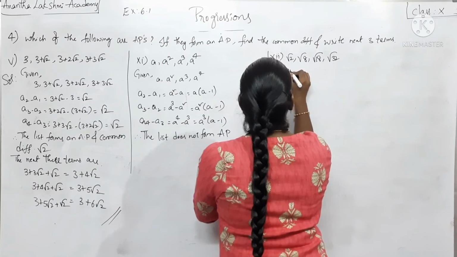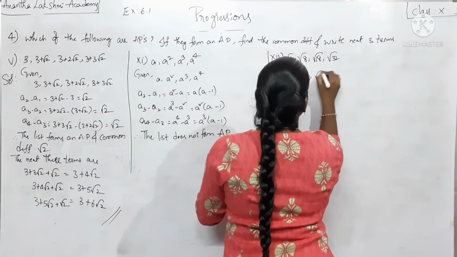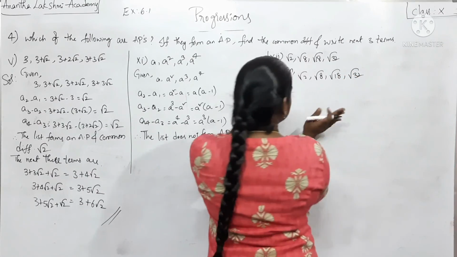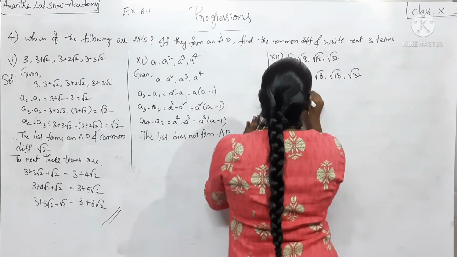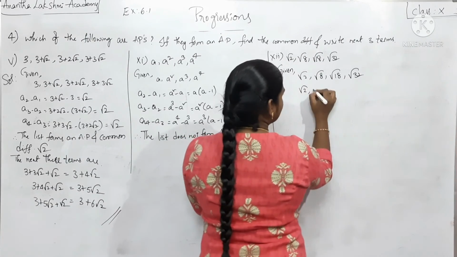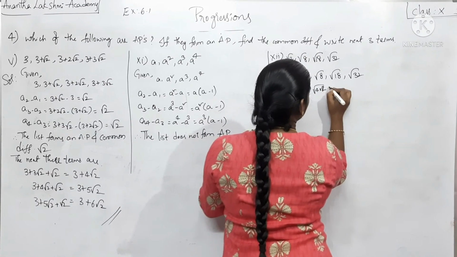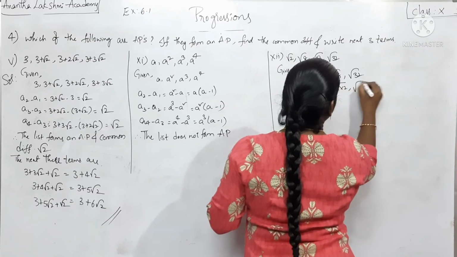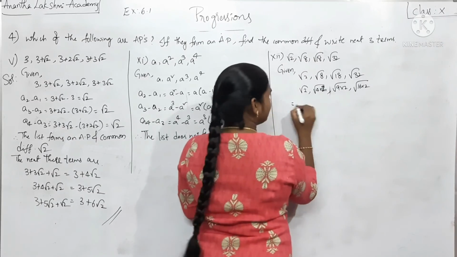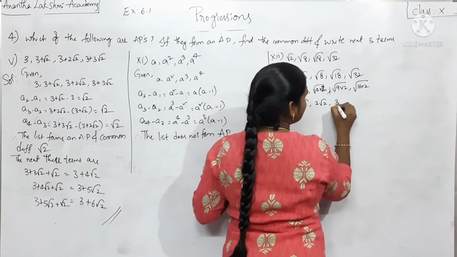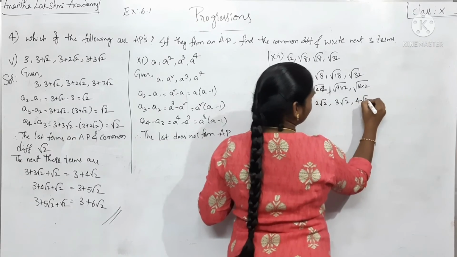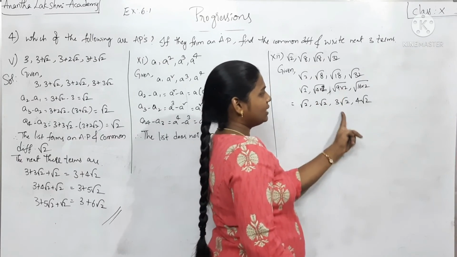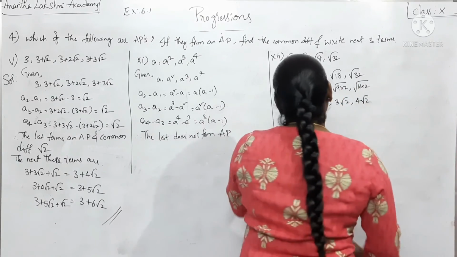Okay, given root 2 comma root 8 comma root 18 comma root 32. Okay, for the simplification purpose I'm writing it as root 2 comma root 8 is nothing but root 4 into 2, root 18 as 9 into 2 and root 32 as 16 into 2. That way this becomes root 2 comma 2 root 2 comma 3 root 2 comma 4 root 2, isn't it? Root ab can be written as root a into root b. Root 4 is 2, root 9 is 3, root 16 is 4. Okay, this is the simplified series.